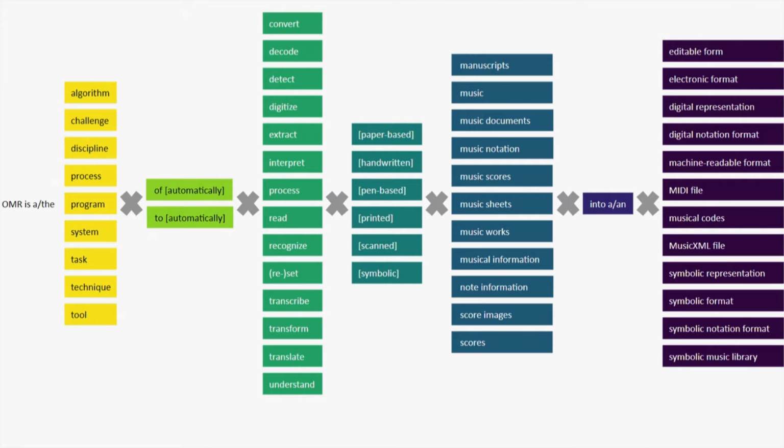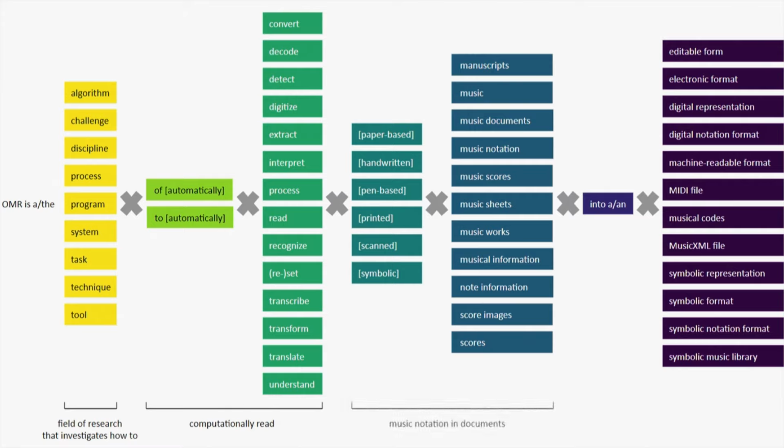On the other hand, some definitions were too vague. One prominent example is describing optical music recognition as OCR for music. So we tried to come up with a better definition, and here is how it goes. Optical music recognition is a field of research that investigates how to computationally read music notation in documents.